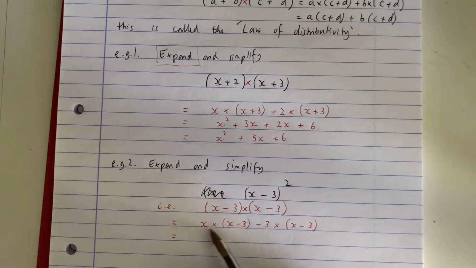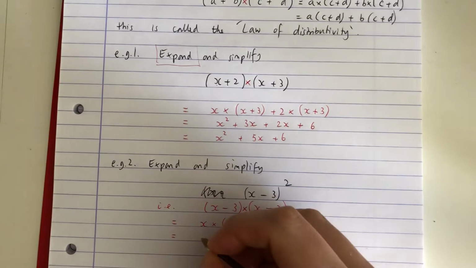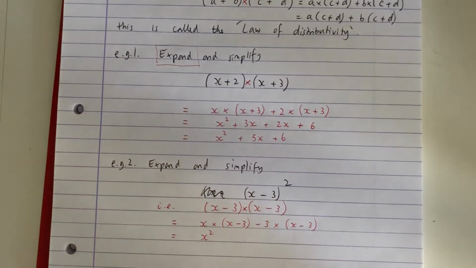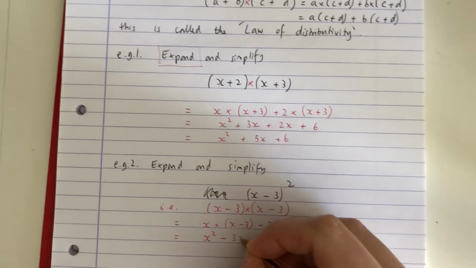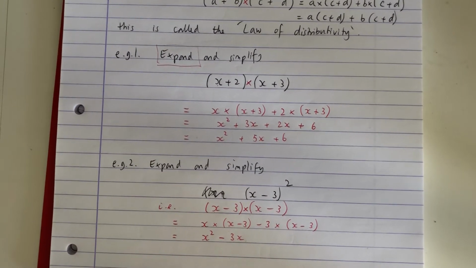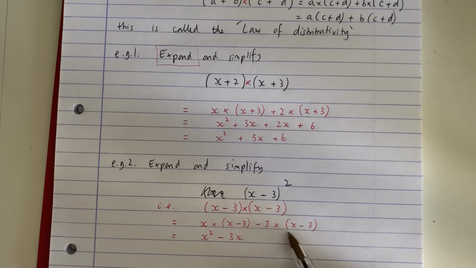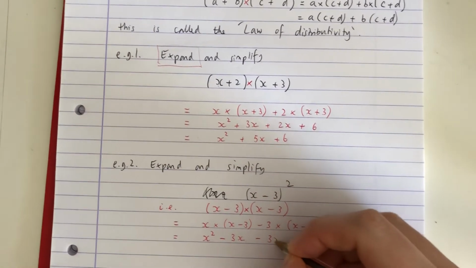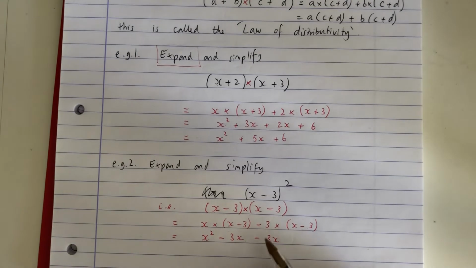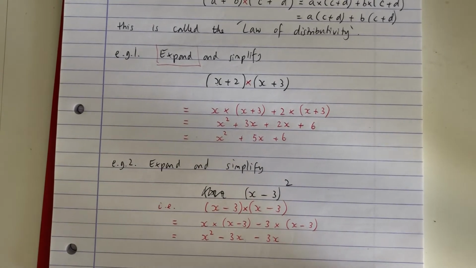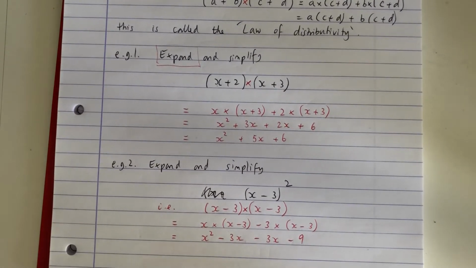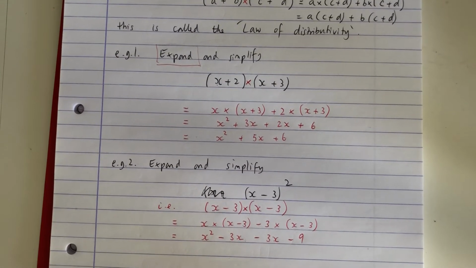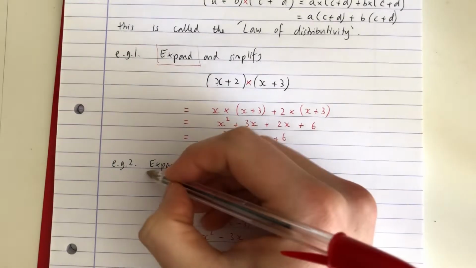The first one, x times x, shortest way to write that, x squared. X times negative 3, shortest way to write that, negative 3x. Negative 3 times x, shortest way to write that is negative 3x. And negative 3 times negative 3, shortest way to write that is negative 9. And again, that's the expand part done.